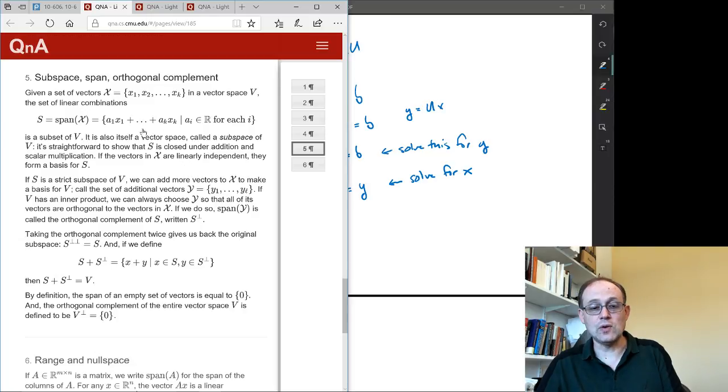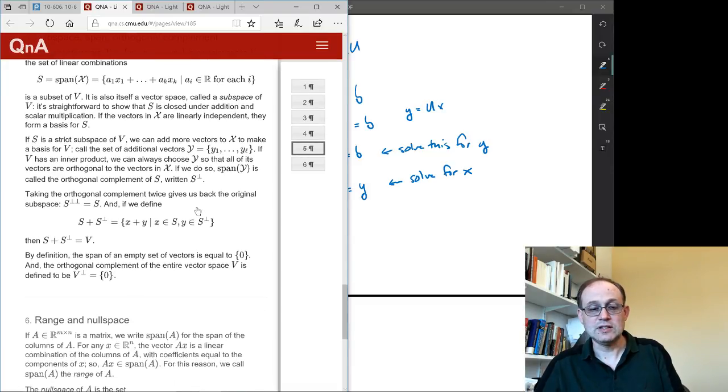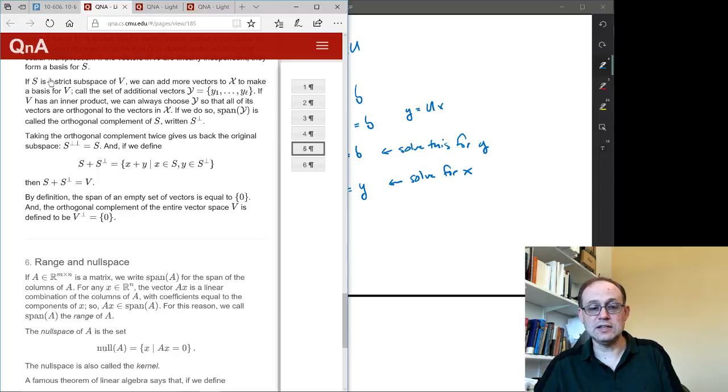All right, so the span of this set of vectors is itself a vector space, and therefore, since it's a subset of the original vector space and is itself a vector space, it's called a subspace. And if the vectors are linearly independent, they form a basis for this span. Suppose that this span S is a strict subspace of V, meaning there are vectors in V that are not in S. Then we can take one of those vectors and add it to our set of vectors, and that's going to make a larger subspace.